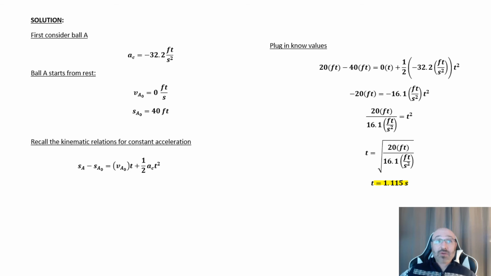So we now go on to finish our solution. First we're considering ball A. I've clearly labeled that I'm looking at just ball A here. I have an associated governing equation or known value for ball A, and anything I have for information from my problem statement, I've clearly labeled as just for ball A.